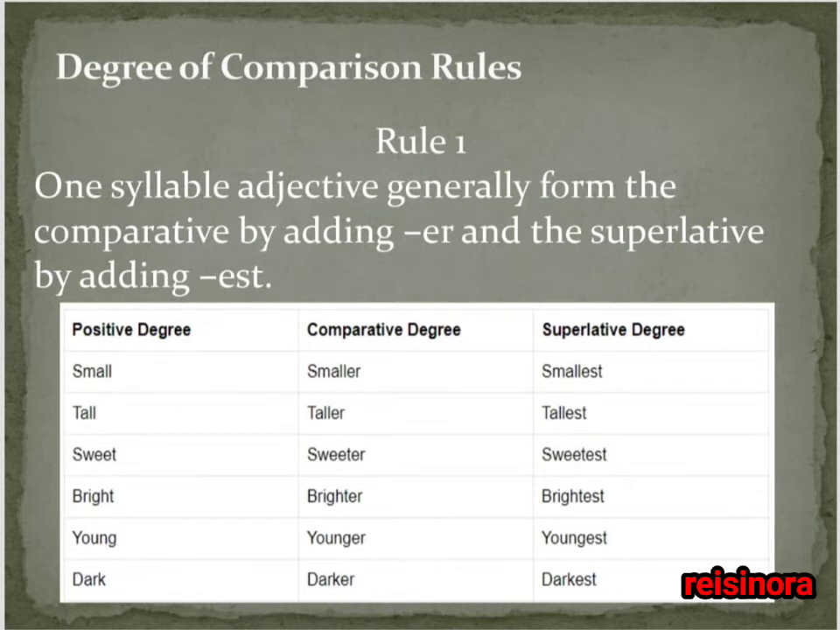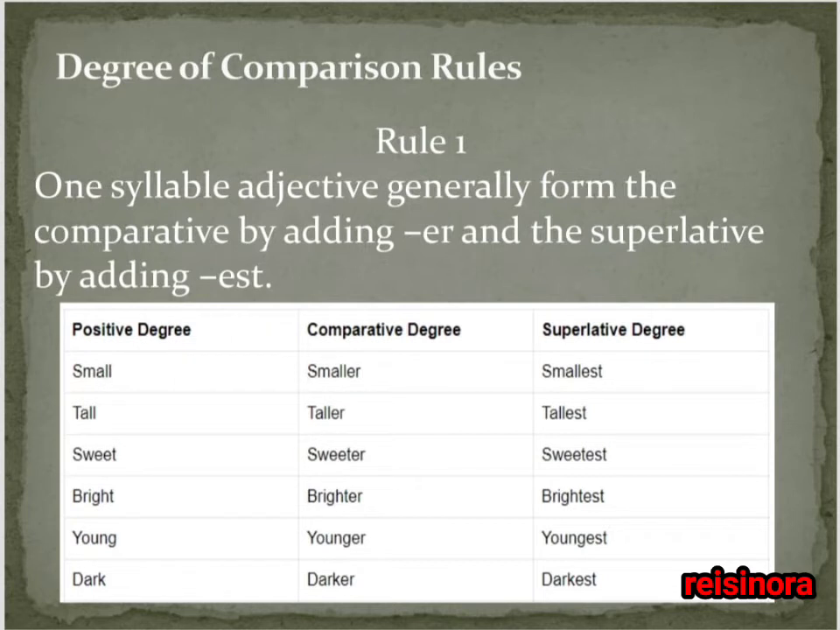So you can see in this example, positive degree. Positive degree itu karena kalimatnya maknanya sama, tidak ada penambahan. Seperti kata adjektif pada umumnya. Jadi contohnya small, itu kan satu suku kata. Jadi komparatifnya smaller, superlatifnya smallest.